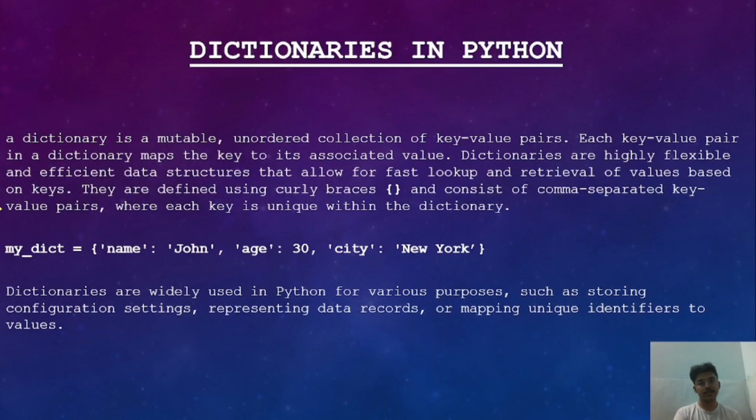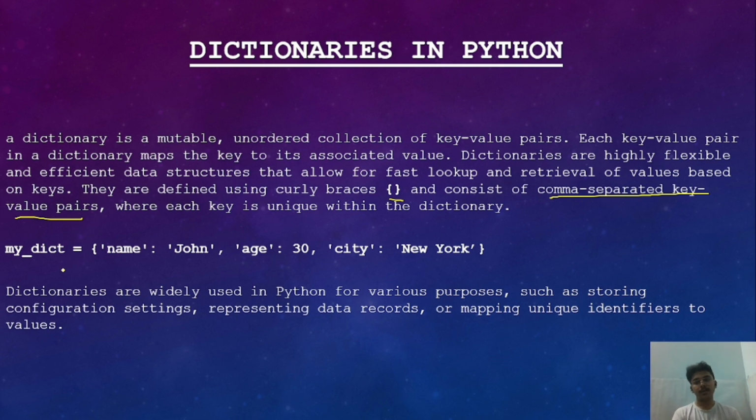Moving on to dictionaries in Python. A dictionary is a mutable, unordered collection of key-value pairs. Each key-value pair in a dictionary maps the key to the associated value. Dictionaries are highly flexible and efficient data structures that allow for fast lookup and retrieval of values based on keys. They are defined using curly braces and consist of comma-separated key-value pairs. These are the two important points in dictionaries: each key is unique within the dictionary.